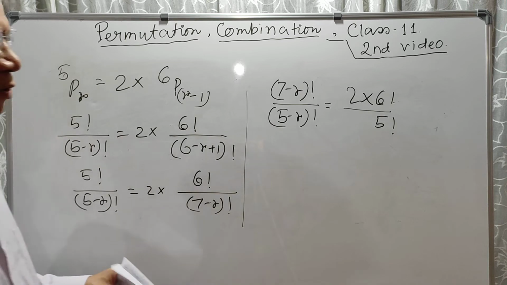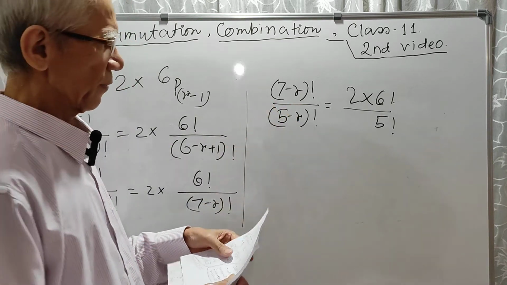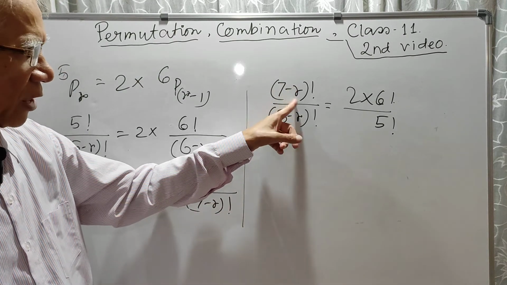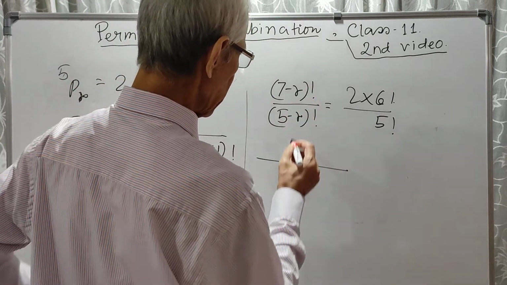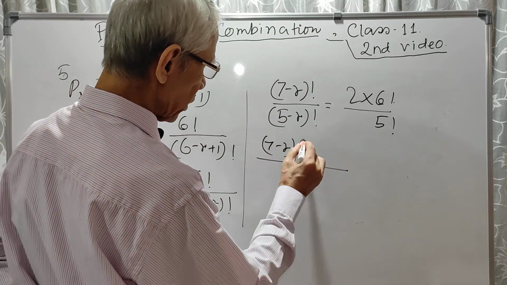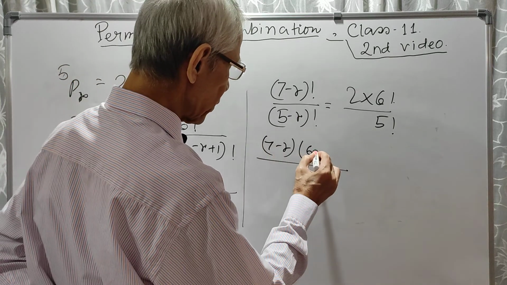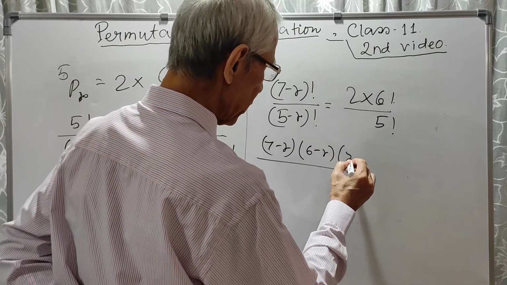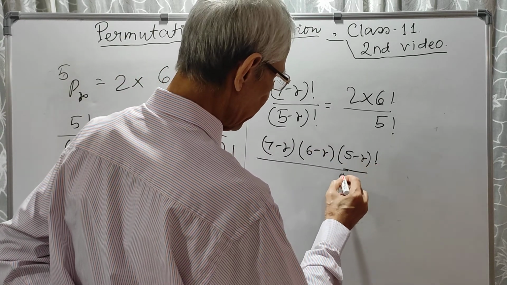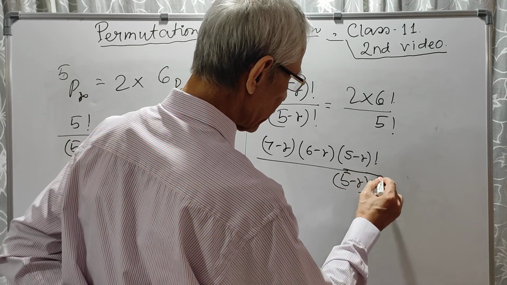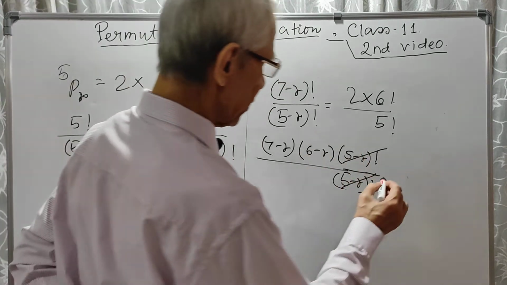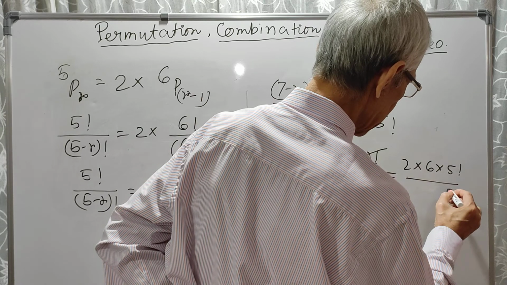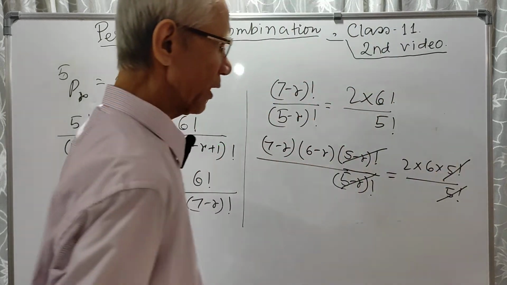Now the question is just solution, and you have to use the knowledge of factorial. Now you see 7 minus r, 5 minus r, which is greater? 7 minus r is greater. So this one you have to break up. 7 minus r, comma, 7 minus r minus 1, that is 6 minus r, then 6 minus r minus 1, that is 5 minus r factorial. And below 5 minus r factorial. So you see this and this will cancel. And this side 2 into 6, 6 means 6 into 5 factorial, and below 5 factorial, so 5 factorial cancel.